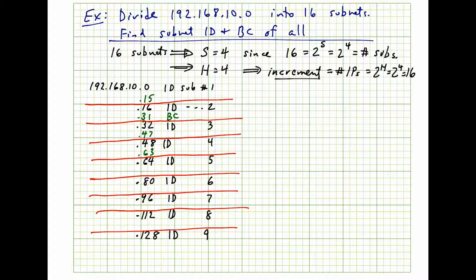.63, 1 less than .64, .95, .111, .127, and .143. What's the next ID? 128 plus 16, 144. So this would be a .143. Okay, so these are the broadcast addresses of these first 9 subnets. First 9 out of 16. And I can continue on then to the next subnet ID, which is that 144.